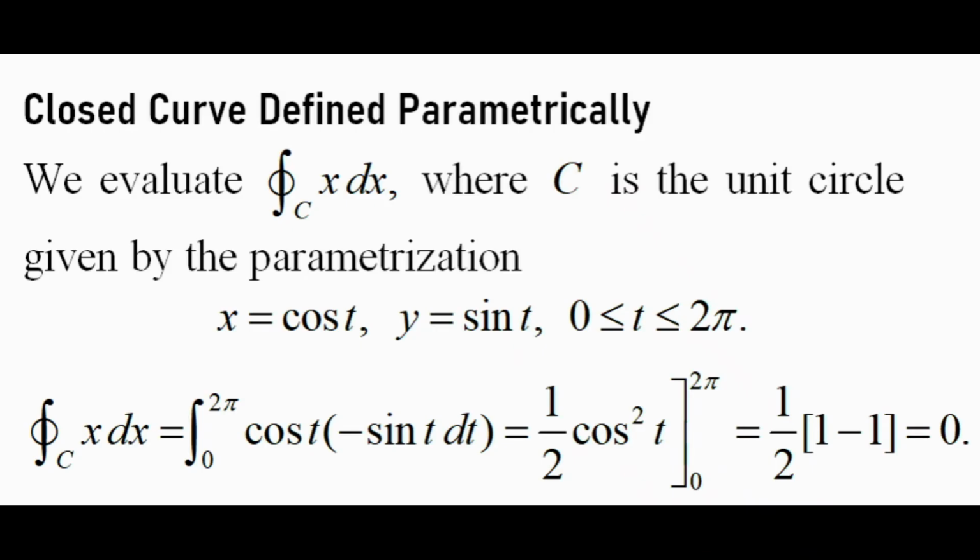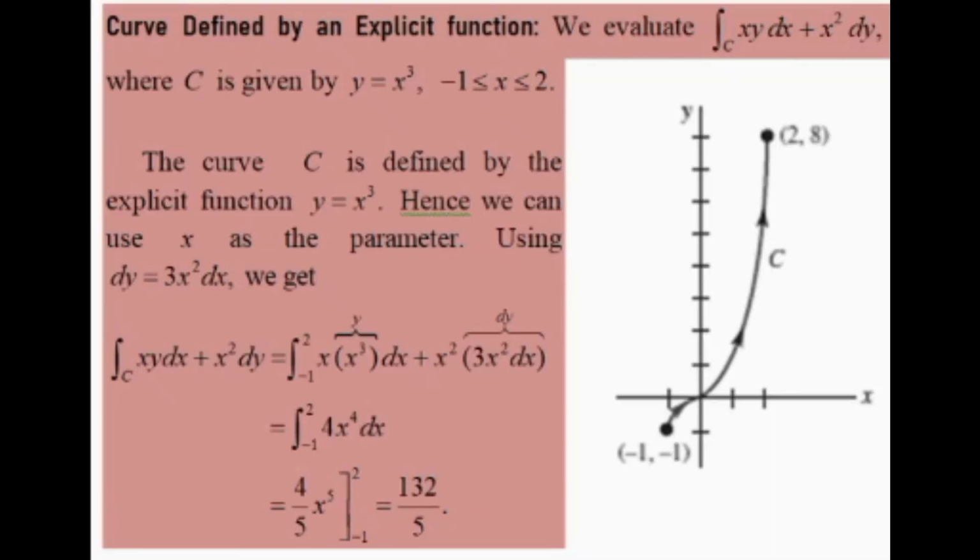In this example, we have the closed curve, the unit circle given by the parameterization x = cos t and y = sin t, where 0 ≤ t ≤ 2π. dx is −sin t dt. The line integral with respect to x is 0.